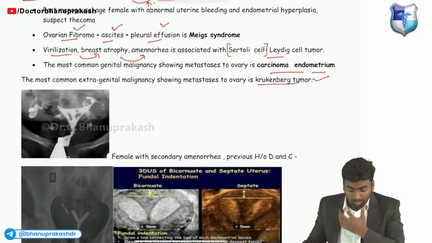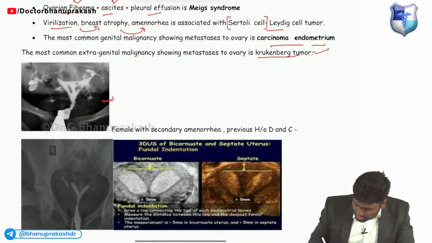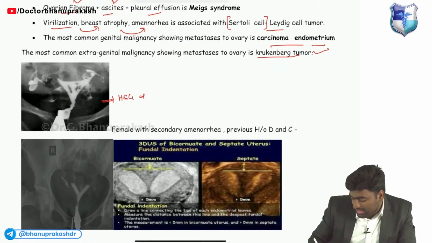Fine. And now you got this HSG image where you will be able to see filling defects inside the uterus.